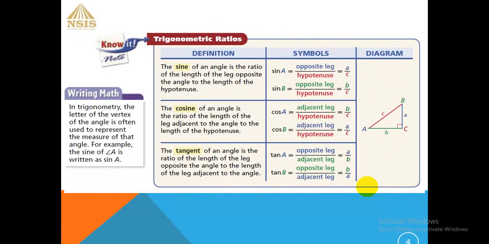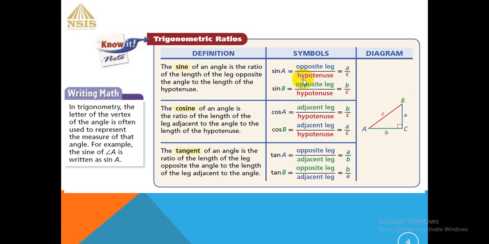Let's remember also the trigonometric ratios that we took in our lesson. We took the sine. What is the sine? It's the opposite over hypotenuse. So if I want sine A, this is my angle A. What's the opposite to it? The opposite is BC, or a, and the hypotenuse is c, so it's a over c. So opposite over hypotenuse.